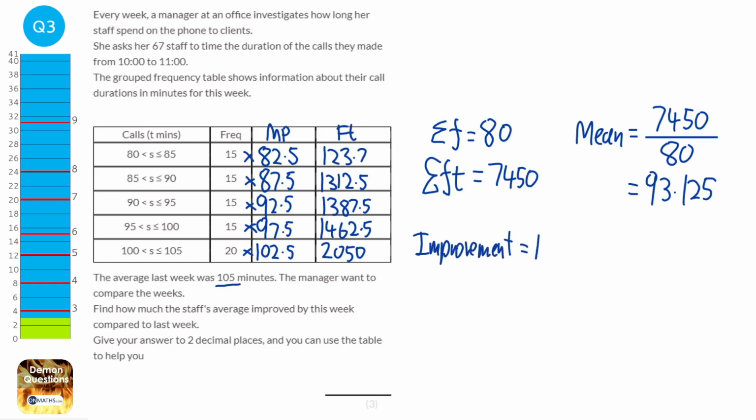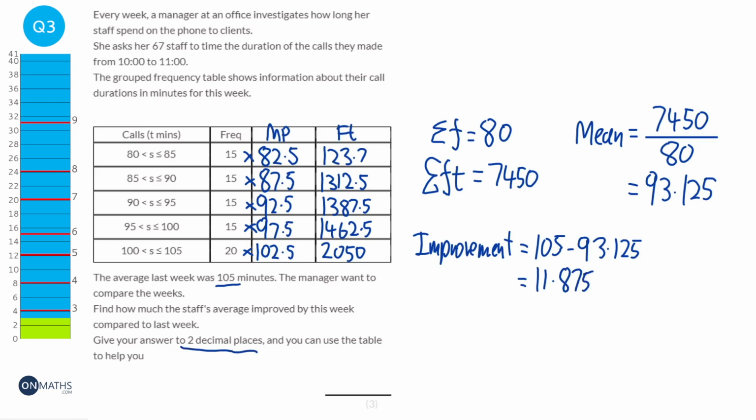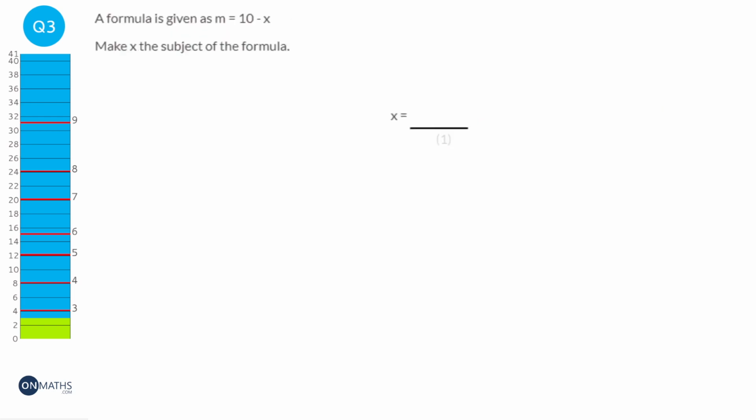And we're going to do 105, take away the 93.125. And that's going to be 11.875. Now it does ask for 2 decimal places, so that will be 11.88.